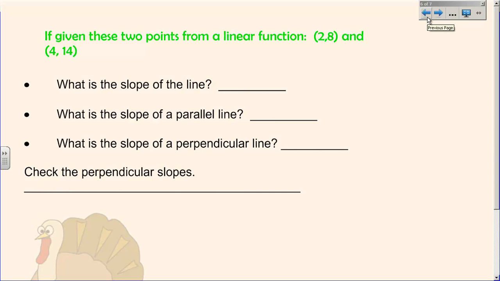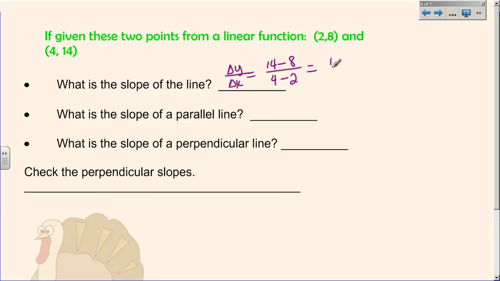So now I have 2 points. Instead of being given a graph or a table, I'm given 2 points, and they ask, what's the slope of the line? So we're going to use that slope formula we learned. Change in y over change in x. So I have to do y2 minus y1. Well, y2 in this case is 14 minus y1, which is 8. And then x2 is 4 minus x1, which is 2.